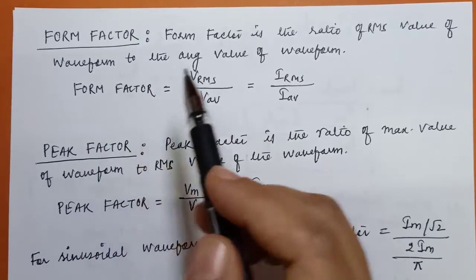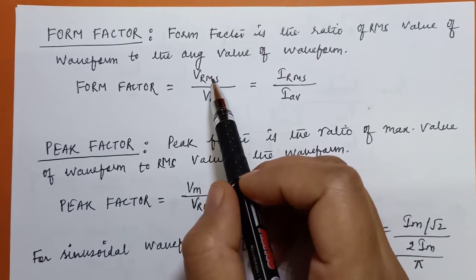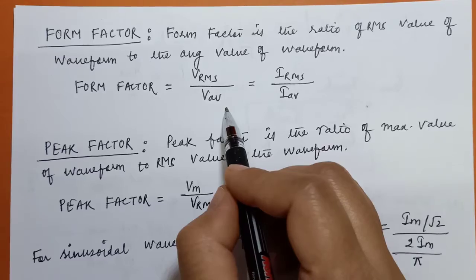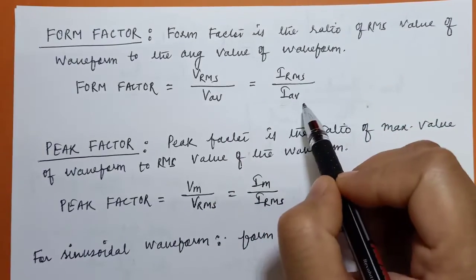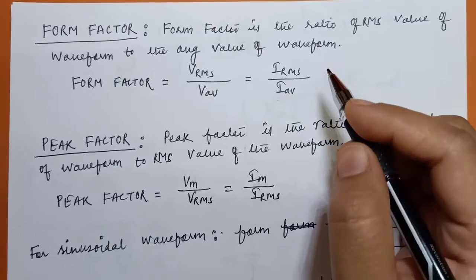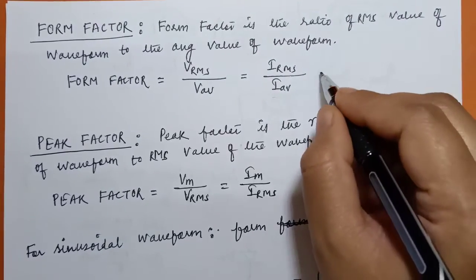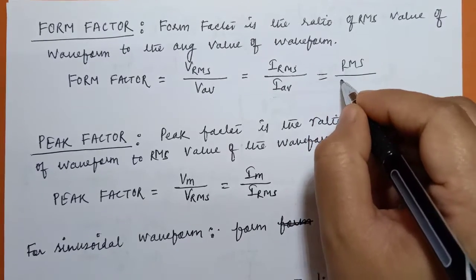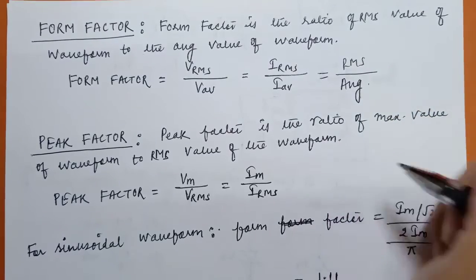If that waveform is your voltage waveform, then form factor will be your RMS voltage divided by the average voltage. In terms of current, RMS current divided by the average current. In general, you can write that the RMS value of any waveform divided by the average value of that waveform will be your form factor.